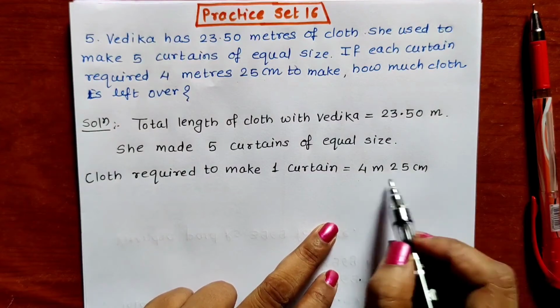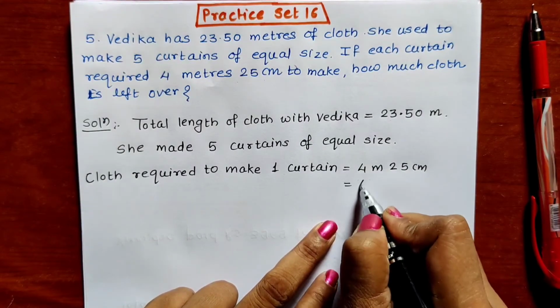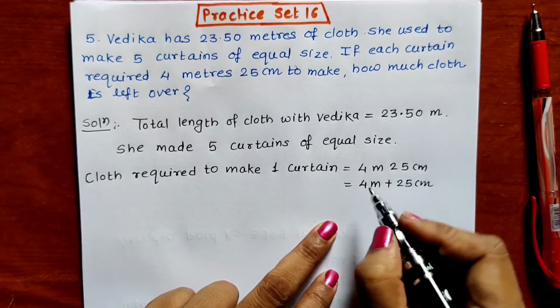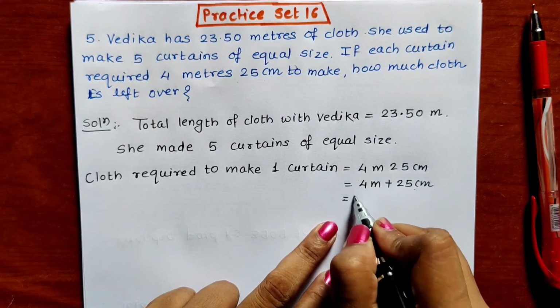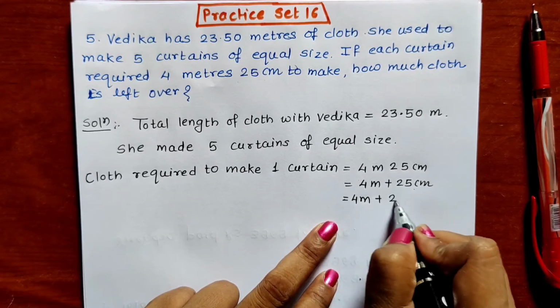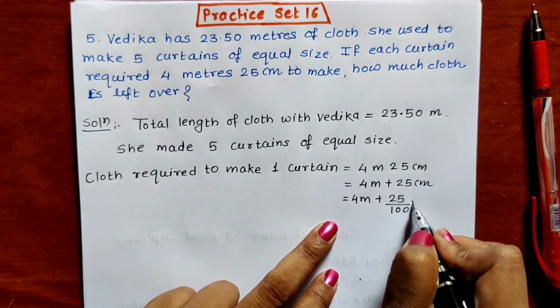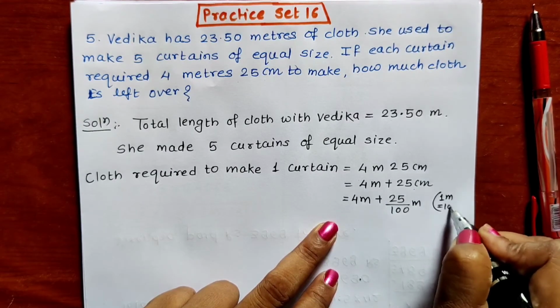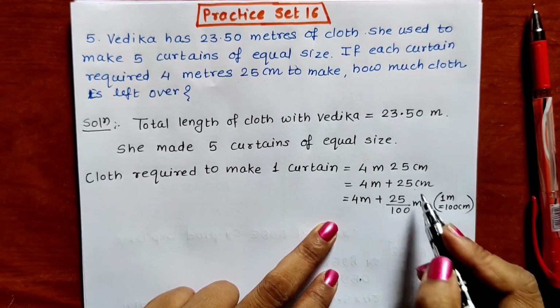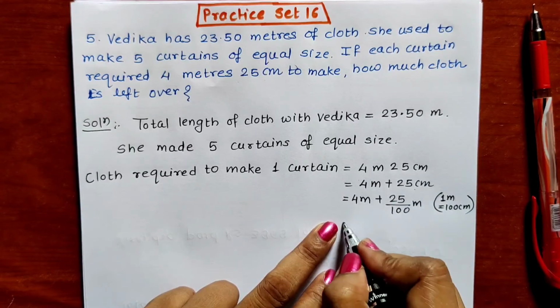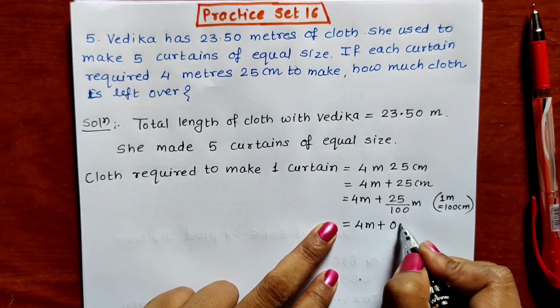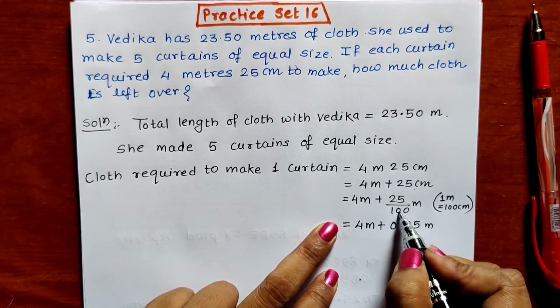So we will have to convert it into the decimal fraction first. So 4 meter means 4 meter plus 25 centimeter. Now centimeter and meter we cannot add, so we have to convert this centimeter into meter. So 4 meter plus 25 upon 100 meter. Why have I written upon 100? Because we all know 1 meter is equal to 100 centimeter, and that's why 25 centimeter means 25 upon 100. So it is 4 meter plus 25 upon 100, which will be 0.25 meter.